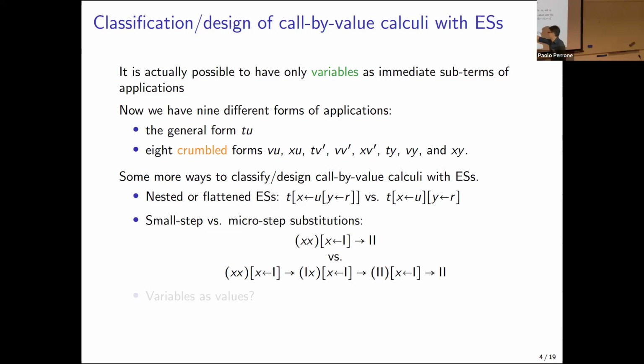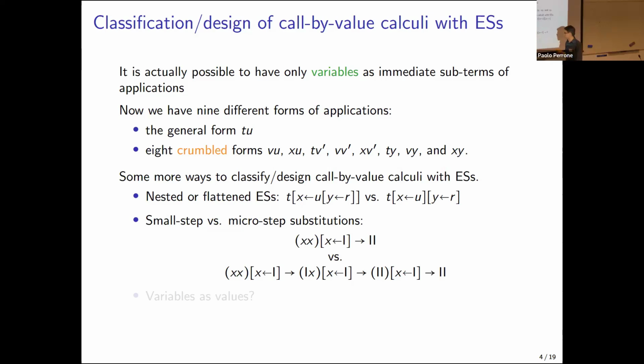So here, imagine that we have a variable x applied to x. And here there's an explicit substitution for I, which is an identity abstraction, so it's just lambda x dot x. It's a value. So at some point, we want to replace all the occurrences of x with the value I. And so one thing we can do is just to take care of all the occurrences of x at once. So we just have I applied to I in one step.